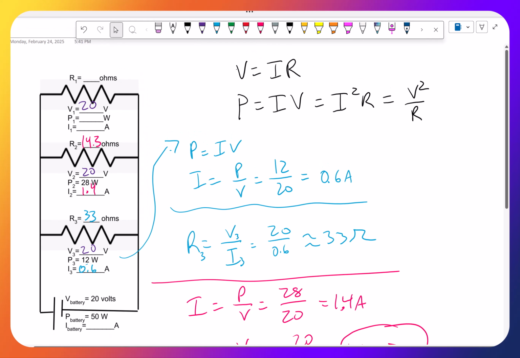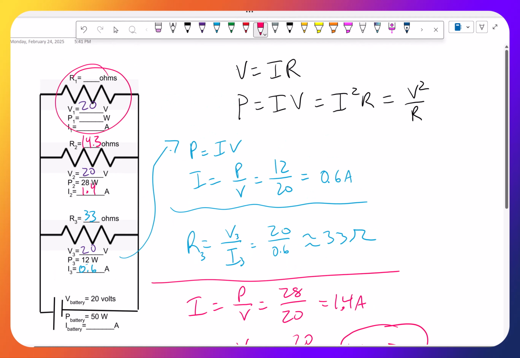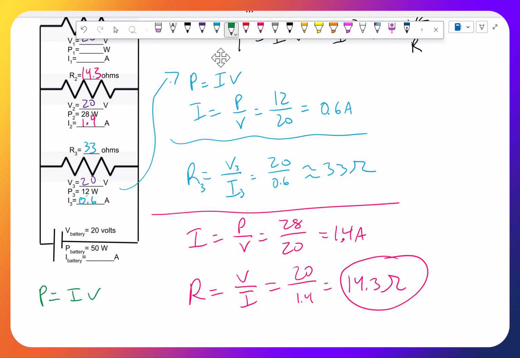Next up, over here, we got 20 volts. Now it looks like I can't do anything. However, I can go back over here and get the current through the battery. Using power equals I times V, the current is going to be P over V. So it's 50 watts divided by 20 volts, and that comes out to 2.5 amps.